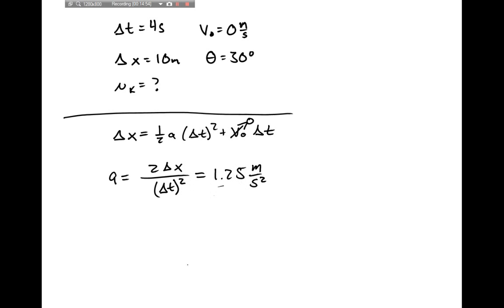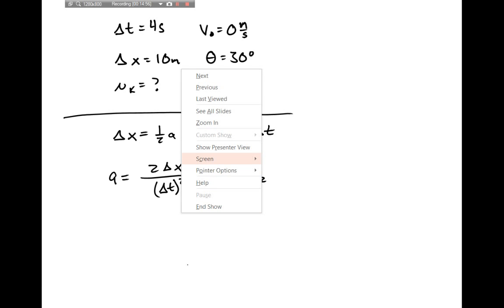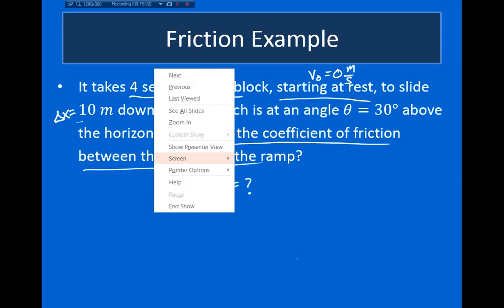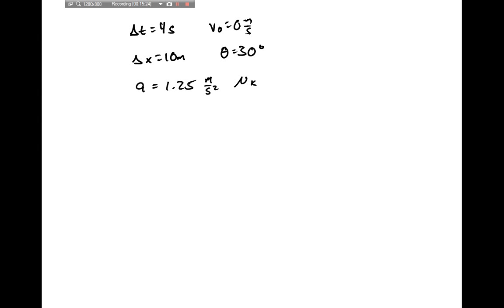So this is my acceleration. Actually, let me go ahead and open up a new screen, because I'm probably going to need some more room. So let me write this down. We had that delta t was equal to 4 seconds, v naught was equal to 0 meters per second, delta x was 10 meters, theta was 30 degrees, and now I have my acceleration is 1.25 meters per second squared, and I'm looking for mu sub k.